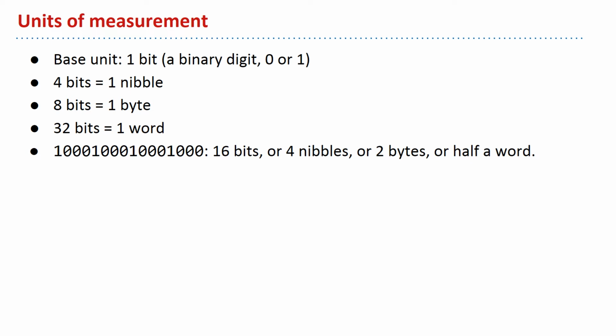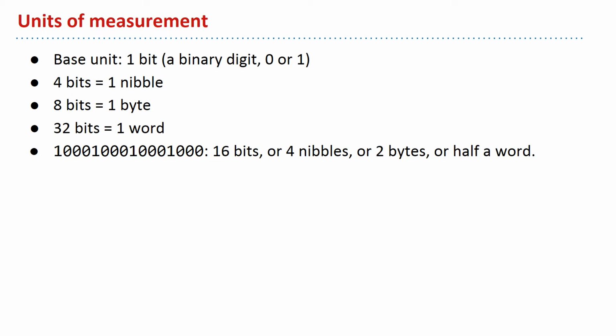Now, there are some units of measurement we've come up with that let us count how many bits there are. This is the same as saying there are 100 centimeters in a meter, or 1,000 meters in a kilometer. In the same way, we have these conversions. 4 bits is equal to 1 nibble, 8 bits is equal to 1 byte, and 32 bits is equal to 1 word.